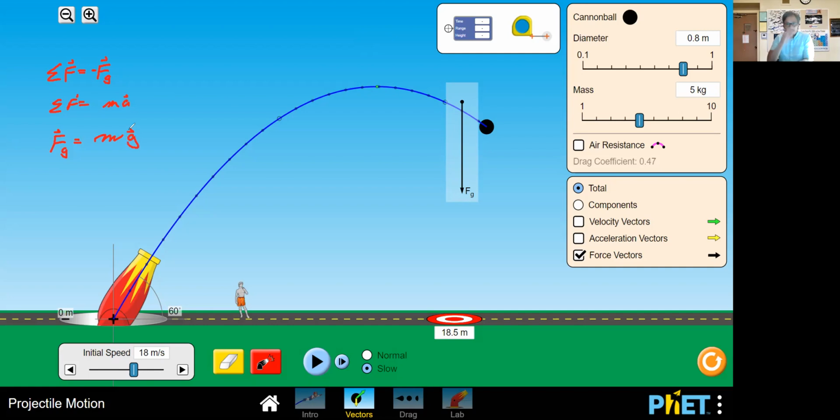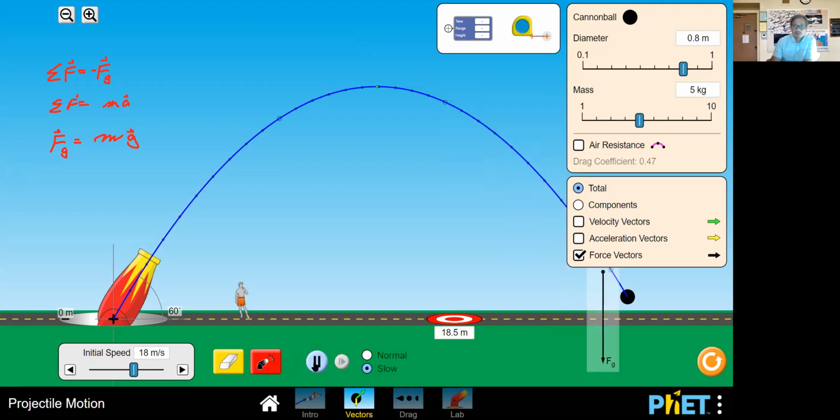Now, with that said, the last thing I want to point out to you is that all along the pathway here, hopefully you're going to notice that the force of gravity also does not change. As it moves, the length of that force vector stays the same, even when it touches the ground, and then the motion is complete.